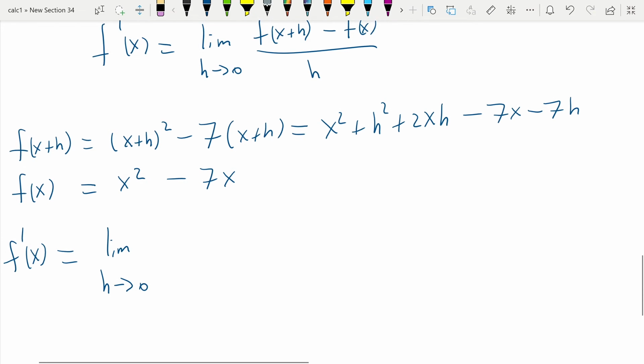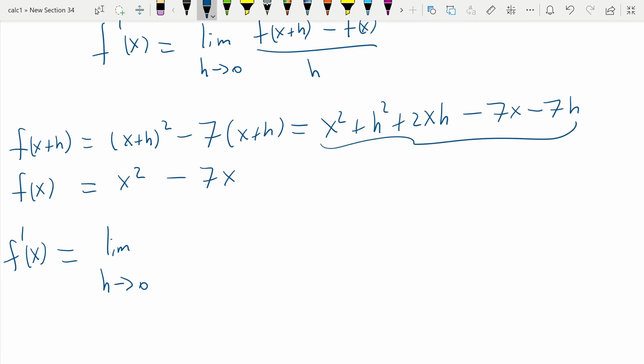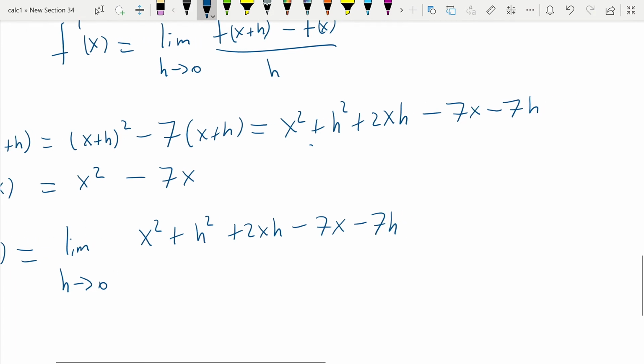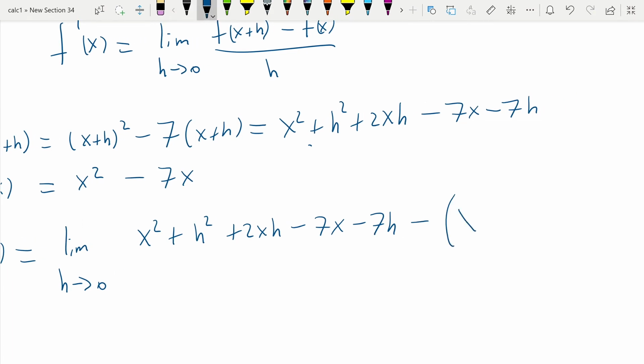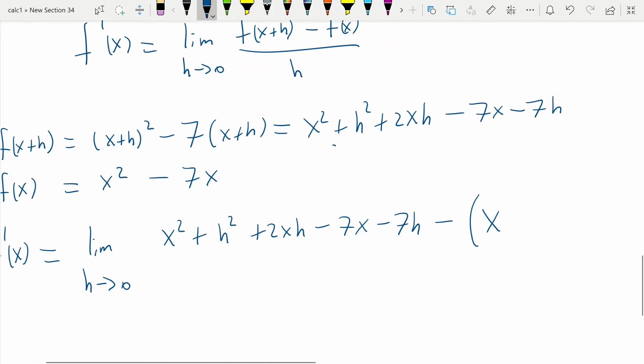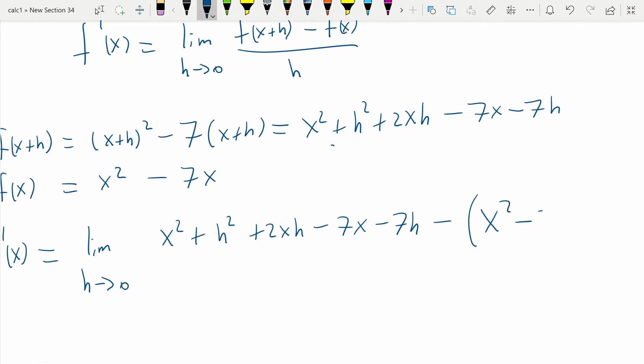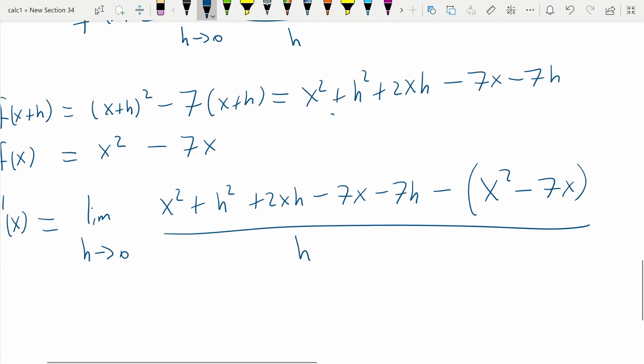Okay, so now we're going to put this expression here, because that's f of x plus h. So x squared plus h squared plus 2xh minus 7x minus 7 times h, and then minus again. Be very careful. We're subtracting f of x. f of x is x squared minus 7x. And we divide all of that by h.